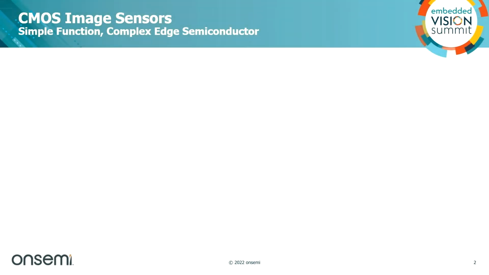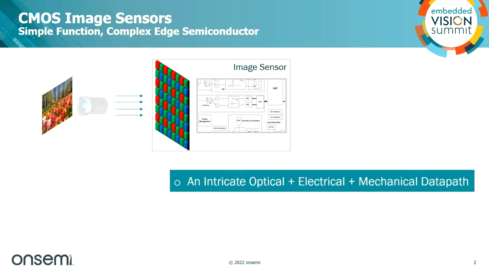First off, it does a very simple function. It sees a scene and brings that in for electronic processing. But that simplicity is achieved through extremely complex means. I come from a background mostly in processors, having lived my life in silicon, designing it as well as marketing it. But when I looked into this, you have a very intricate and complex optical, electrical, and mechanical data path, and every bit of that contributes in some form to affect the image negatively.